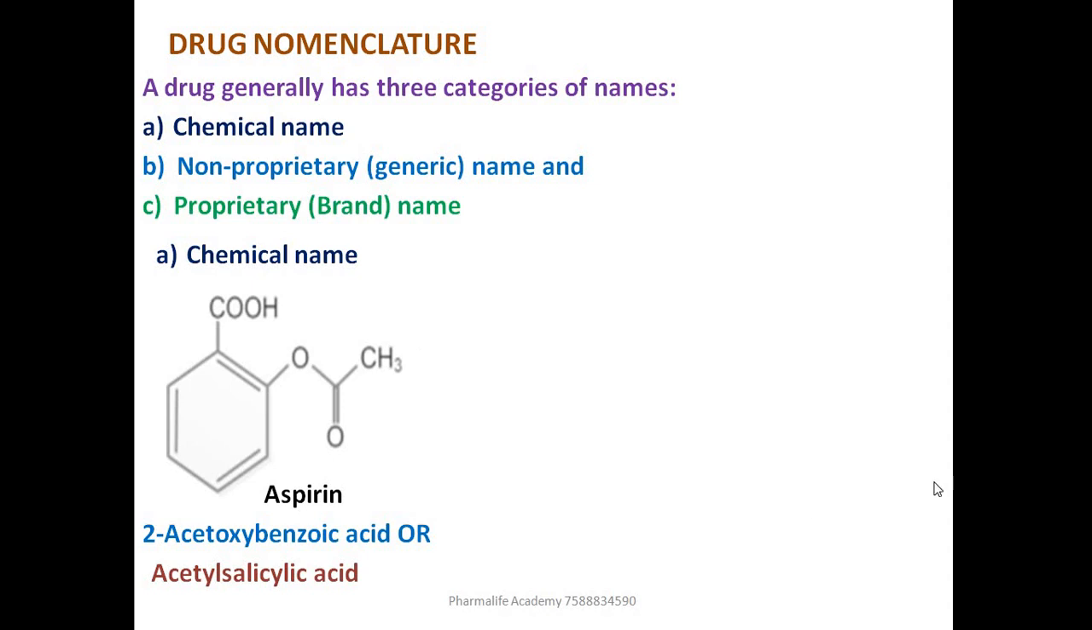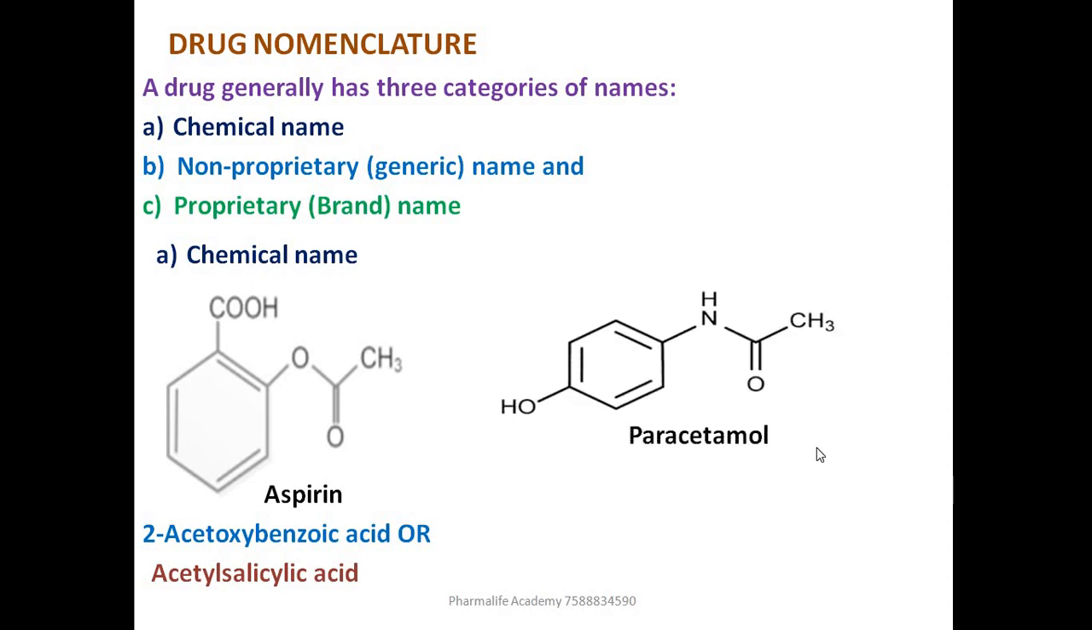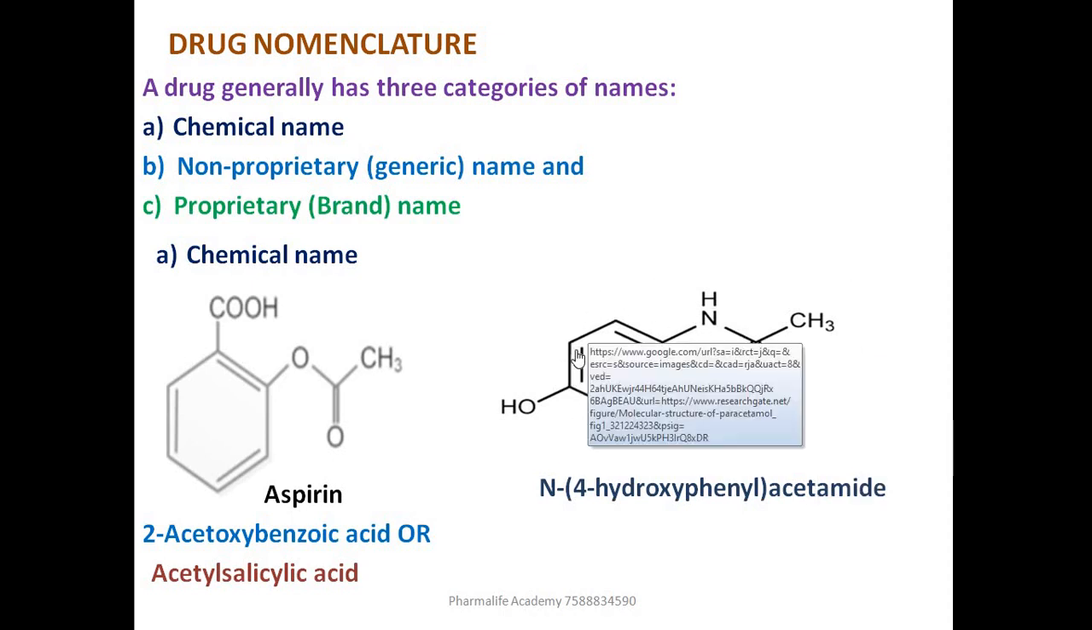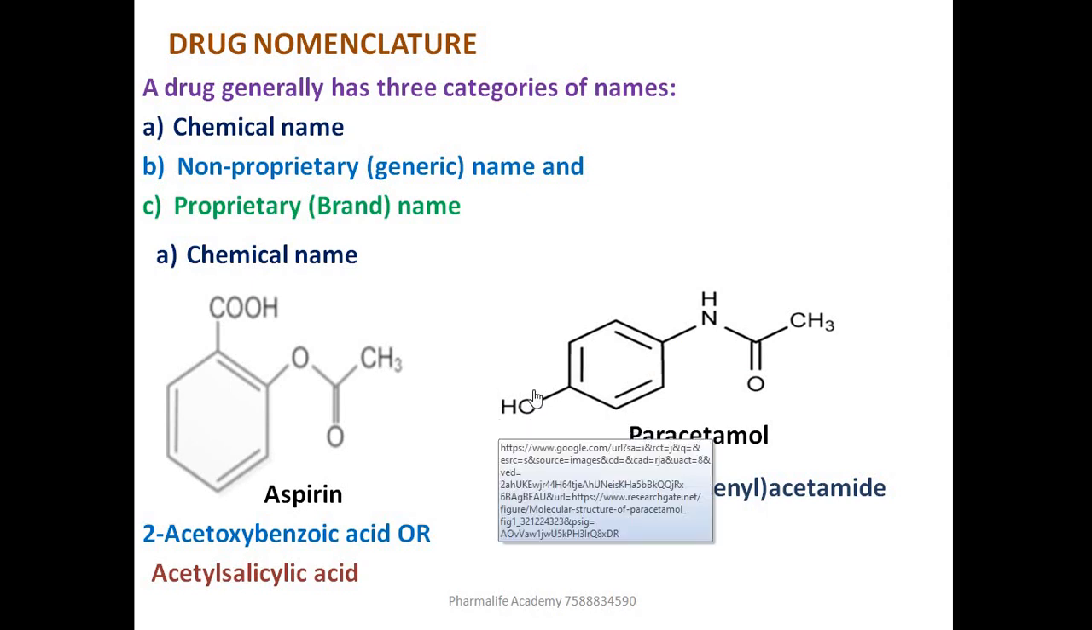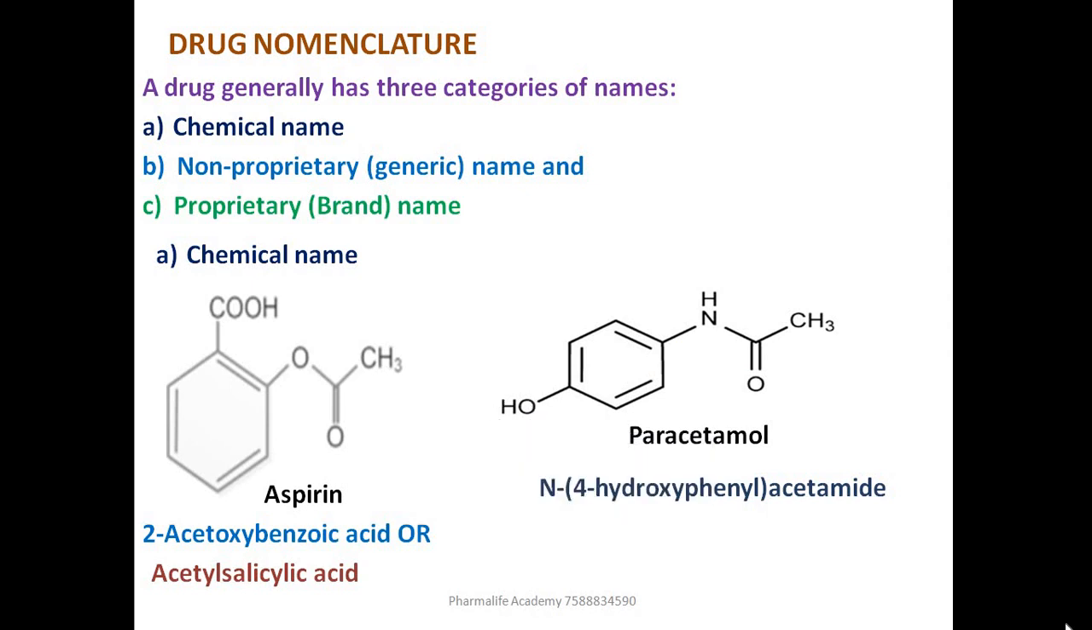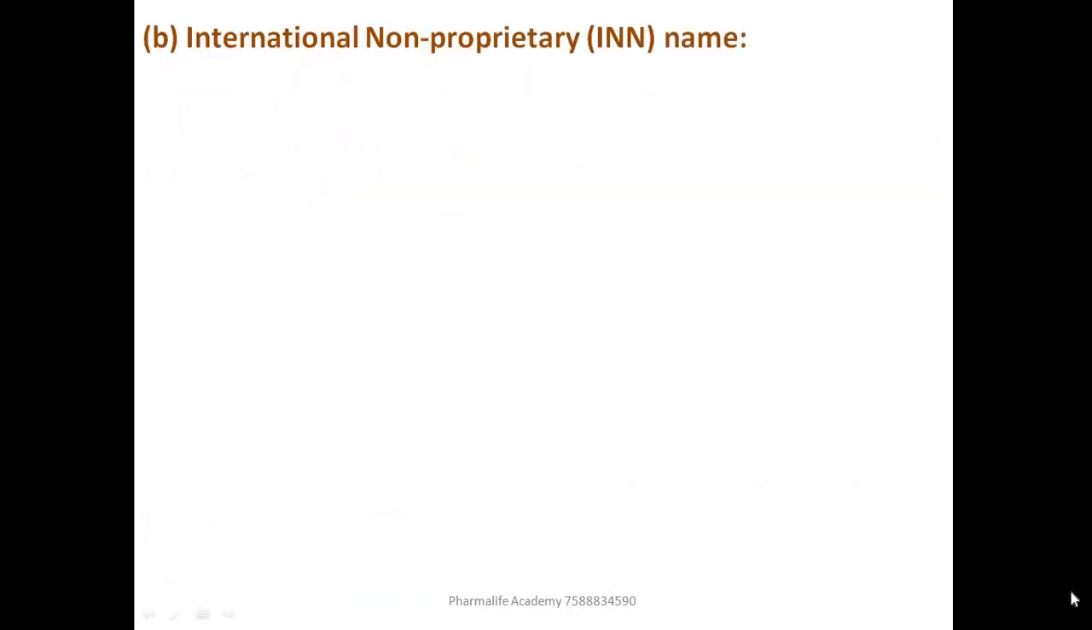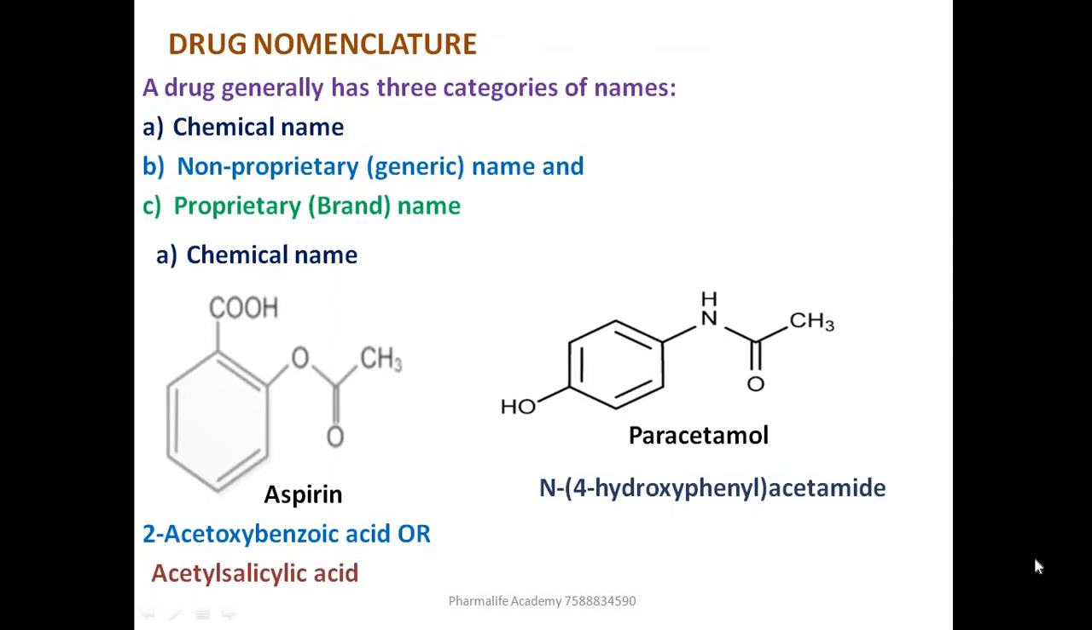Let's consider another example, paracetamol. The chemical name of paracetamol is N,4-hydroxyphenyl acetamide. In this structure of paracetamol, this is acetamide group and this part is phenyl ring and this is hydroxy group. This overall part is hydroxyphenyl and hence the name is N,4-hydroxyphenyl acetamide.